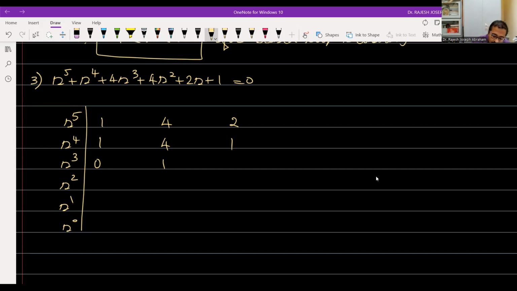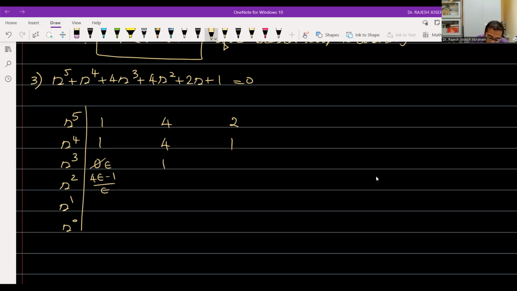So the first one is you replace this 0 with a small number epsilon. Now the s^3 row is epsilon, 1. So now you can create the remaining part of the table. What is the next row? 4 epsilon minus 1 by epsilon.